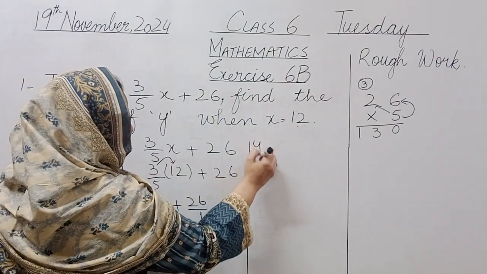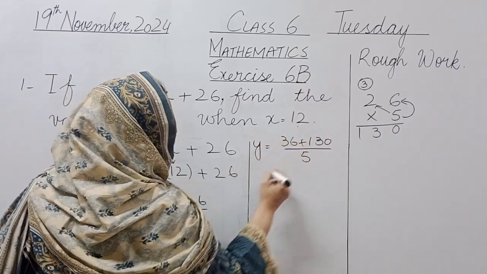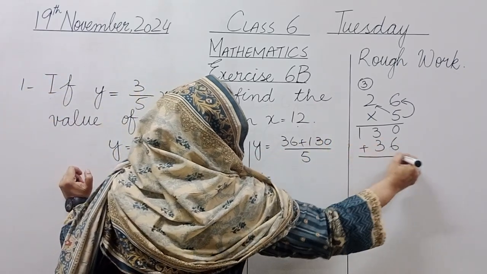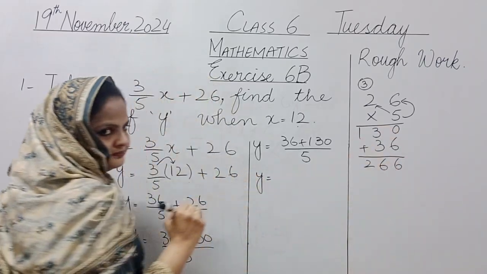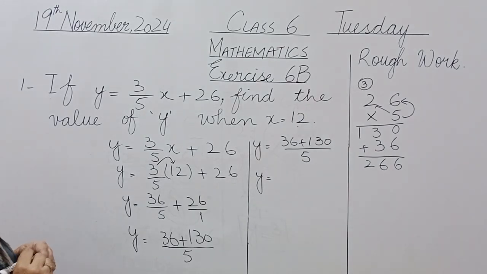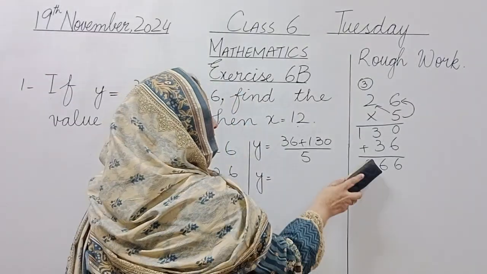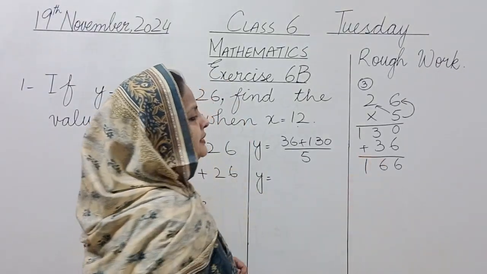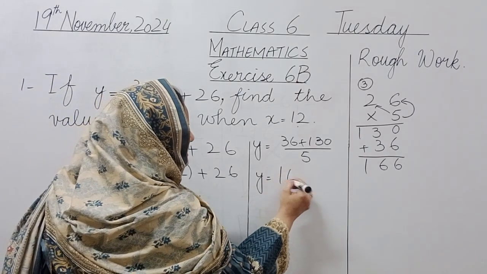Now see, y is equal to 36 plus 130 over 5. Can you add 36 and 130? 6 plus 0, 6, 3 plus 3, 6 and 1. What is the mistake here? Can you identify? Oh yes, Fahad, you are right. I have written here 2. What 2? Why 2? It's 1. 166 over 5.